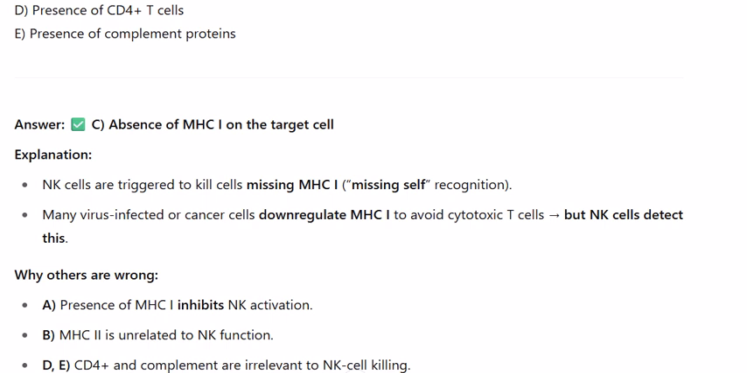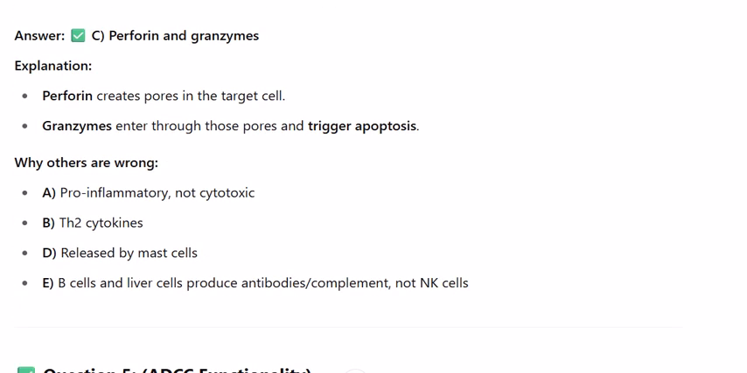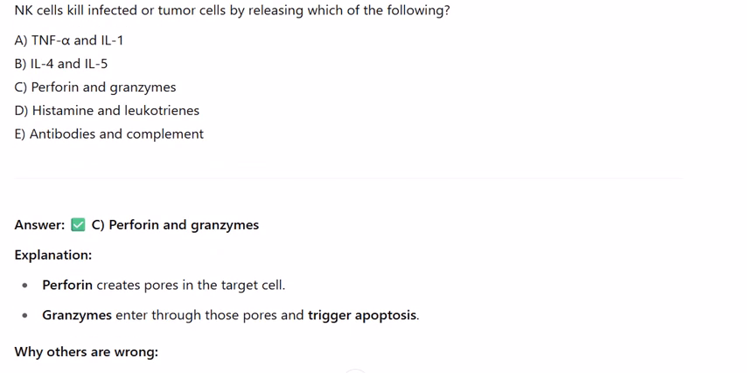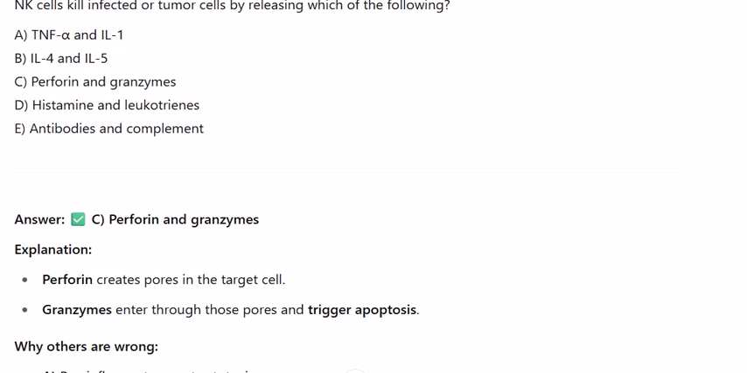Question 4. Mechanism of action. NK cells kill infected or tumor cells by releasing which of the following? A. TNF-alpha and IL-1. B. IL-4 and IL-5. C. Perforin and granzymes. D. Histamine and leukotrienes. E. Antibodies and complement. The answer is C. Perforin and granzymes.